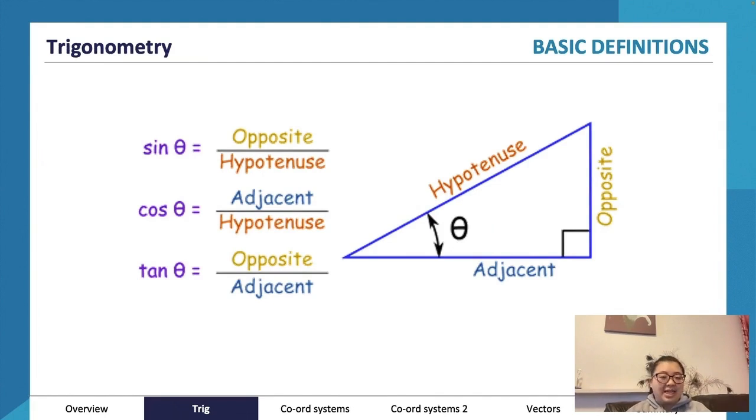Righty, so let's get stuck into trig. So the trig definitions for us is our SOHCAHTOA type thing. So we have our sine, our cos, and our tan, and the acronym is SOHCAHTOA. So that's how we can remember it.